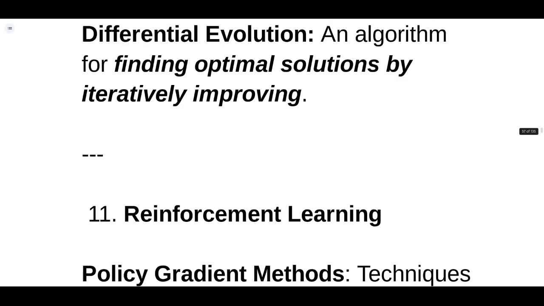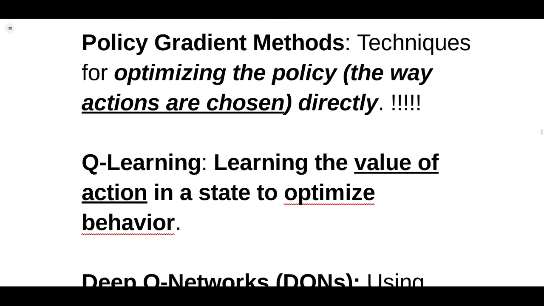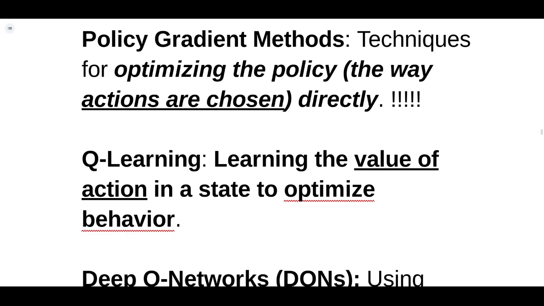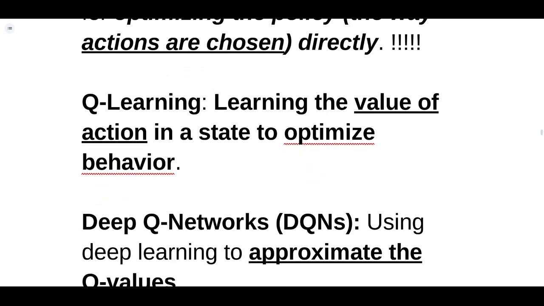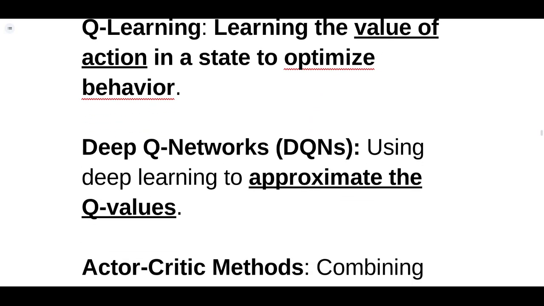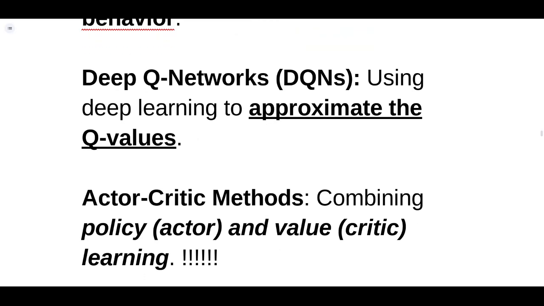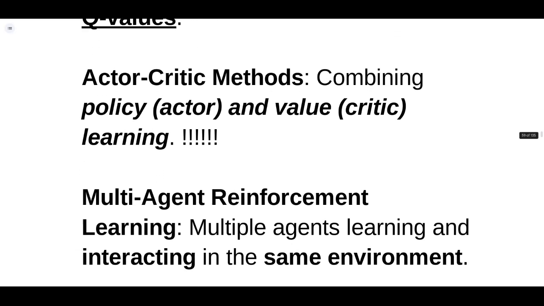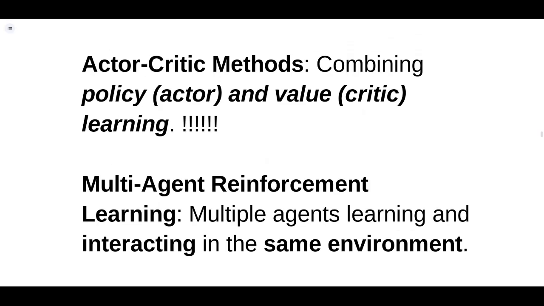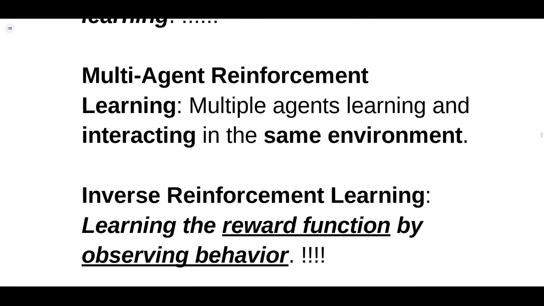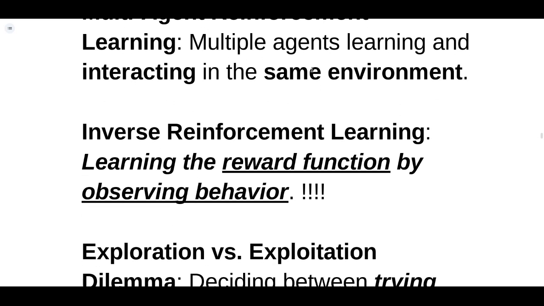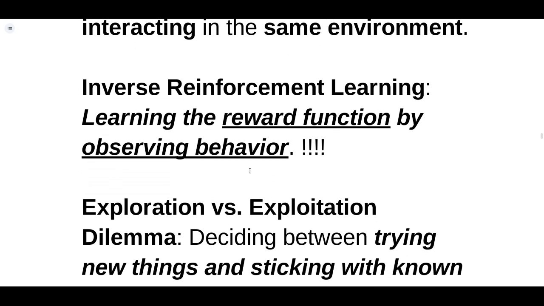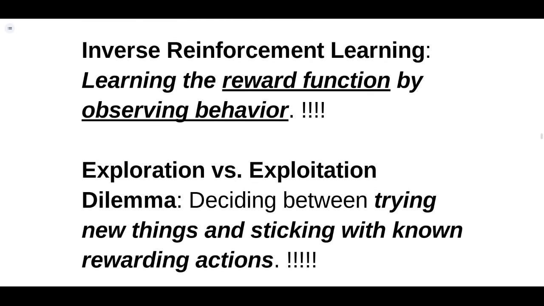So in reinforcement learning, we took the overview of policy gradient methods. So the way actions are chosen, optimizing the policy. Q learning, learning the value of action in a state. Deep Q networks using deep learning to approximate the Q values. Actor critic methods, very interesting, combining policy, actor, and value, critic, learning. Multi-agent reinforcement learning, where multiple agents learn and interact in the same environment. Then inverse reinforcement learning, learning the reward function by observing behavior.